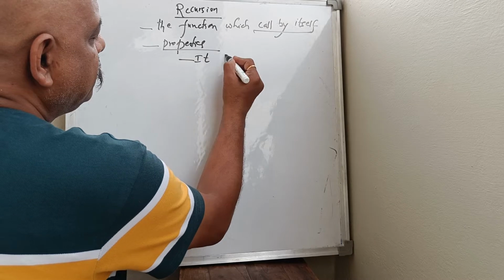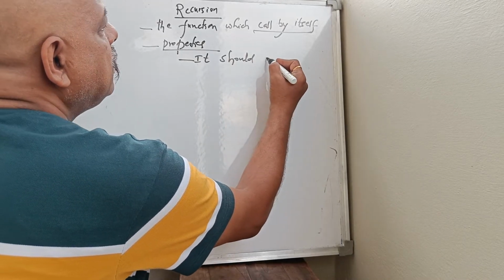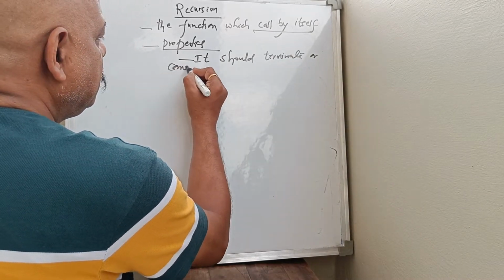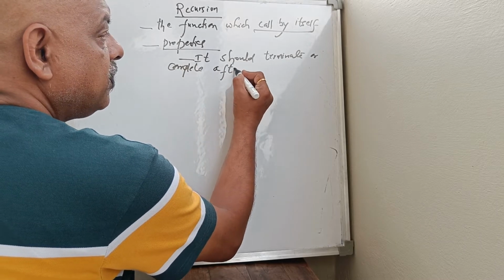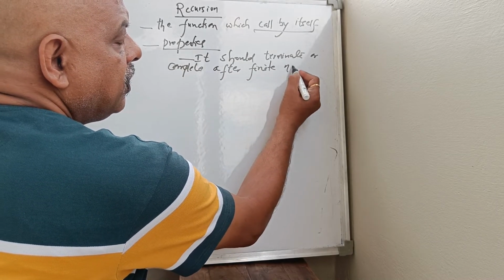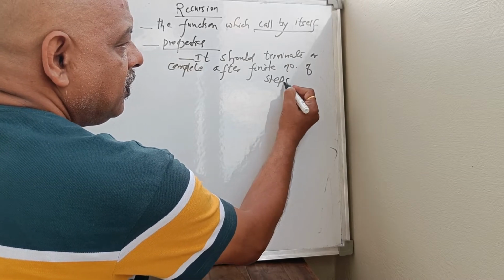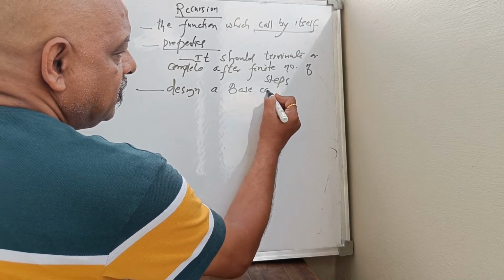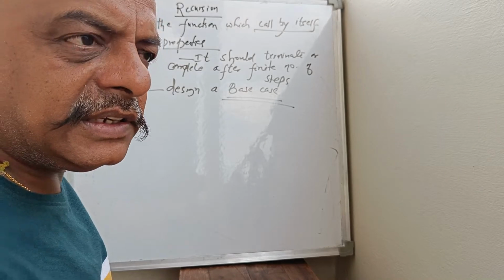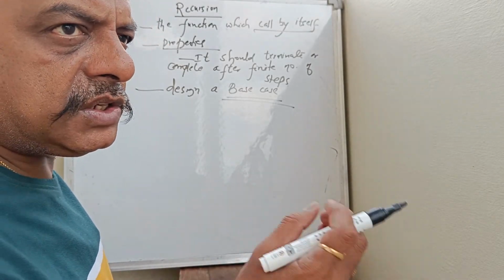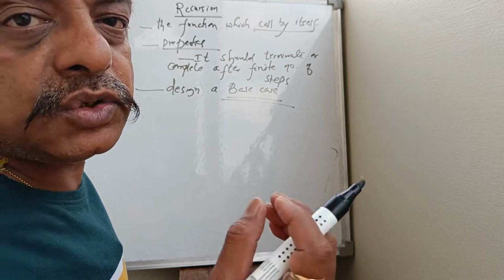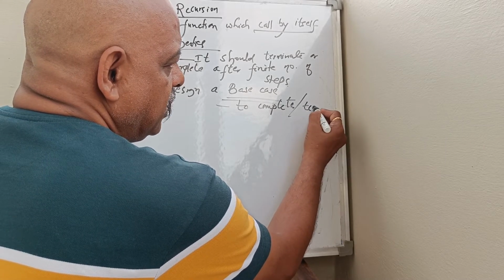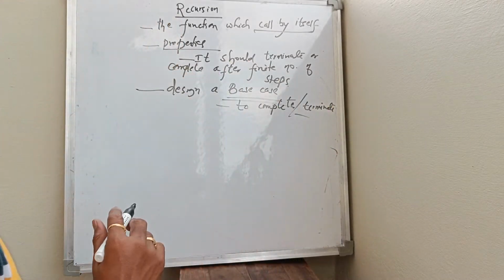The property of recursion is that it should terminate, or complete, after a finite number of steps. For that you have to design a base case, a strategy or a condition through which the recursive function call should terminate. To complete or to terminate, both are one and the same. Okay, these are the properties of recursion.